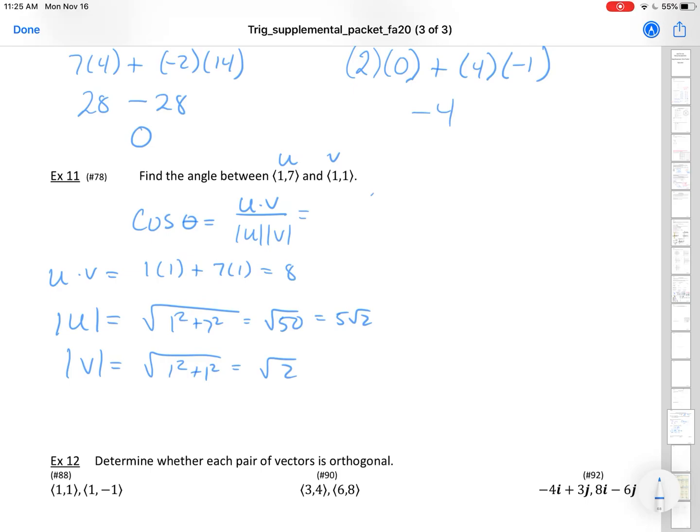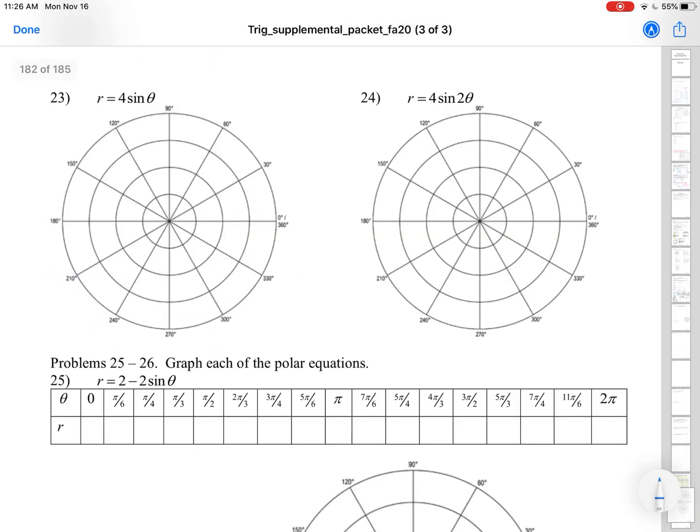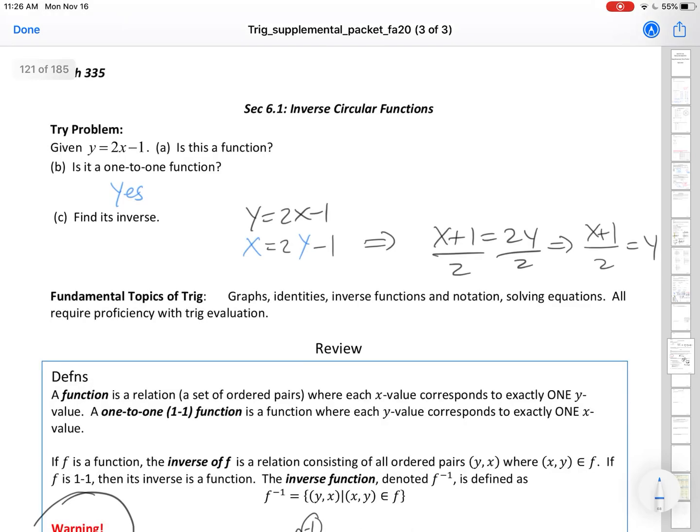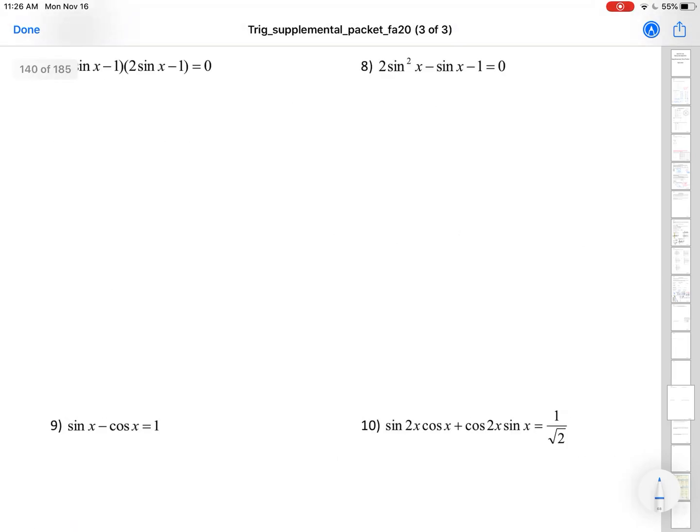What's u dot v? Well, that's 8. What's the magnitude of u? 5 root 2. What's the magnitude of v? Root 2. Let's simplify that. That's 8 over root 2 times root 2, which is 2, times 5 is 10. So that's 4/5. So what we need to do is take the cosine inverse of 4/5.